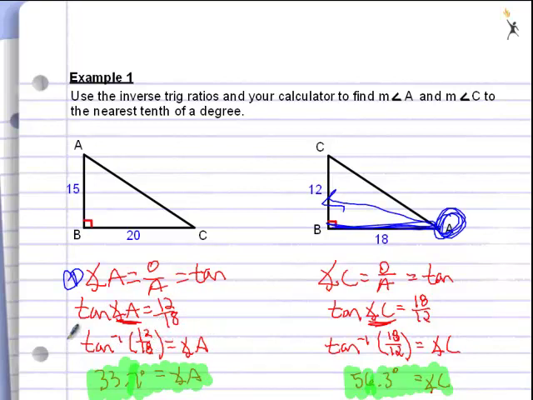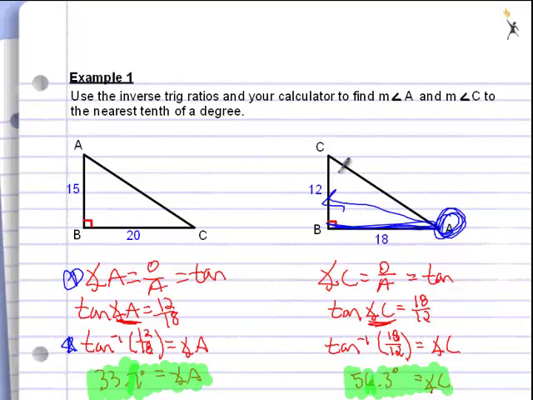Well, I can just plug this step into my calculator and find out that angle A equals 33.7 degrees. Remember, that's rounded to the nearest tenth, and your mode has to be in degrees. The nice thing about the graphing calculators is it saves your format. So if you go to degrees at the beginning of a class, you don't have to switch to degrees every time you do a problem. It stays in degrees.